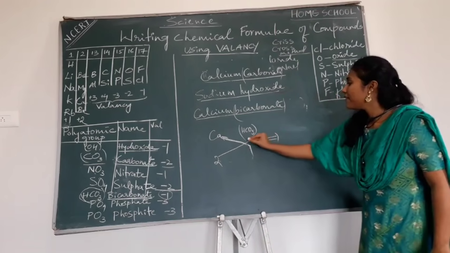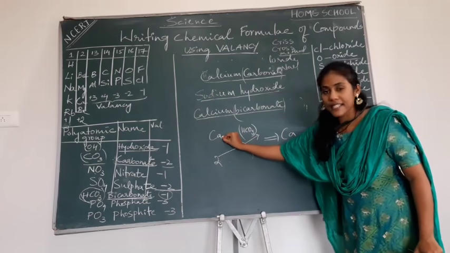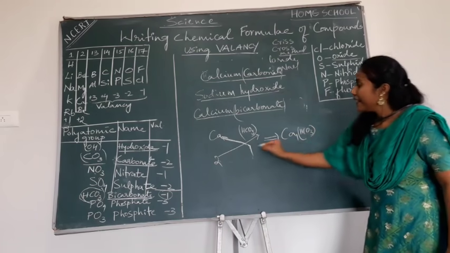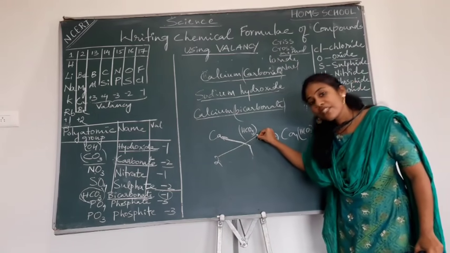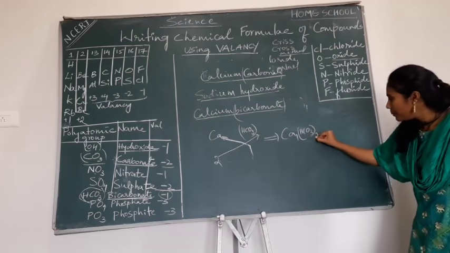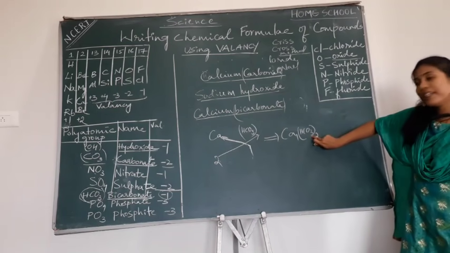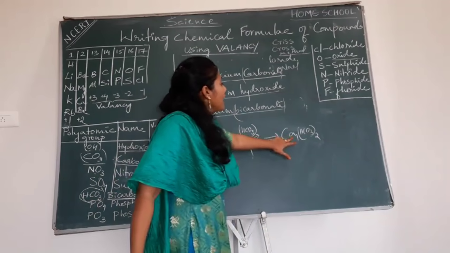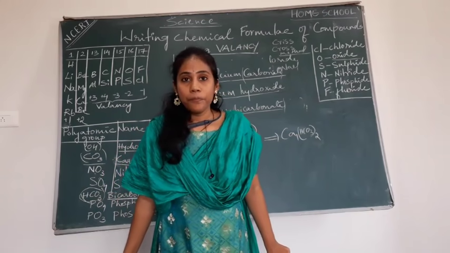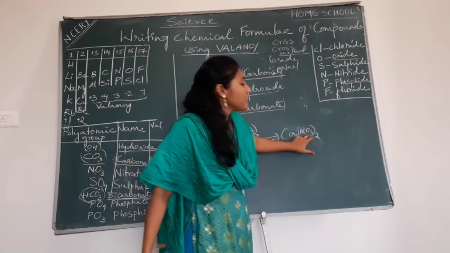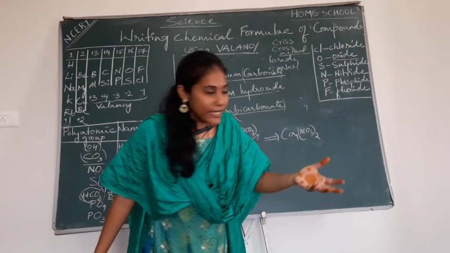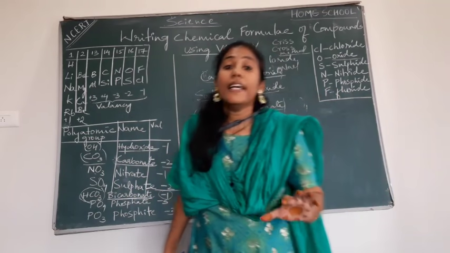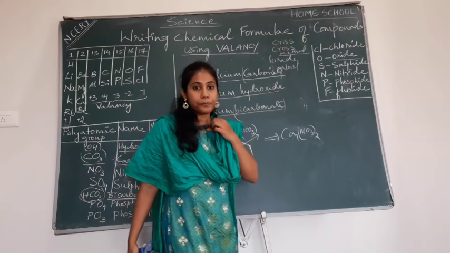Observe carefully. See how I am writing. Ca. This number you are writing as a subscript for calcium. No? Ca1. HCO3 I am writing in a bracket. And this 2 is going as a subscript for bicarbonate. No? So here you mention the 2. Don't mention this 2 inside. Mention it always outside the bracket. Okay? So this is your calcium bicarbonate. Ca(HCO3) twice. We will call it as Ca(HCO3)2. Clear? Okay.